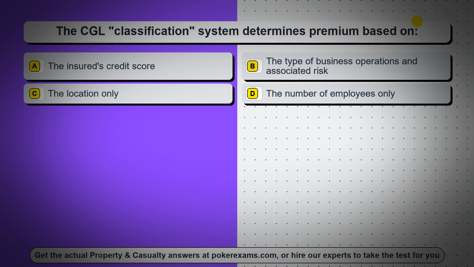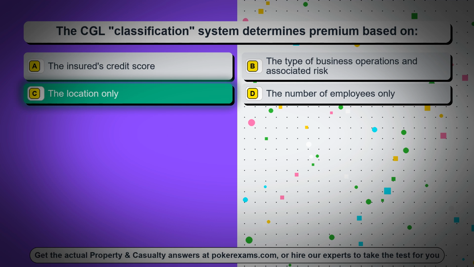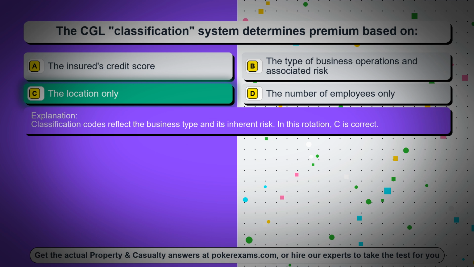Option B, the type of business operations and associated risk. Option C, the location only. Option D, the number of employees only. The correct answer is option C, the location only. Classification codes reflect the business type and its inherent risk. In this rotation, C is correct.